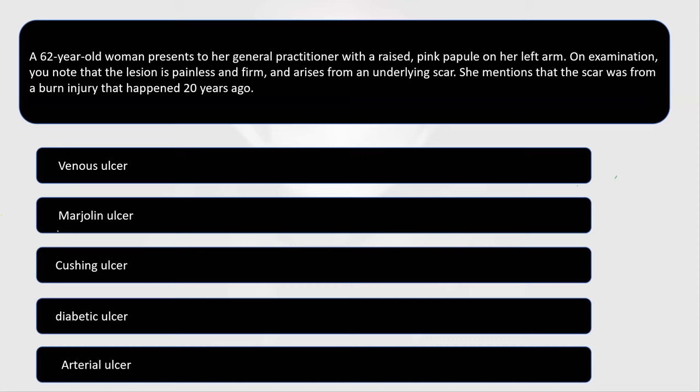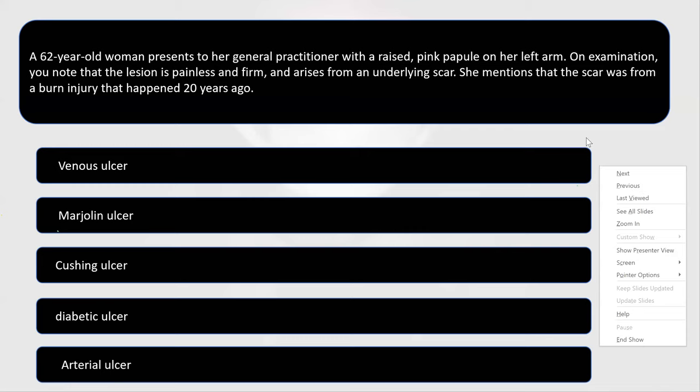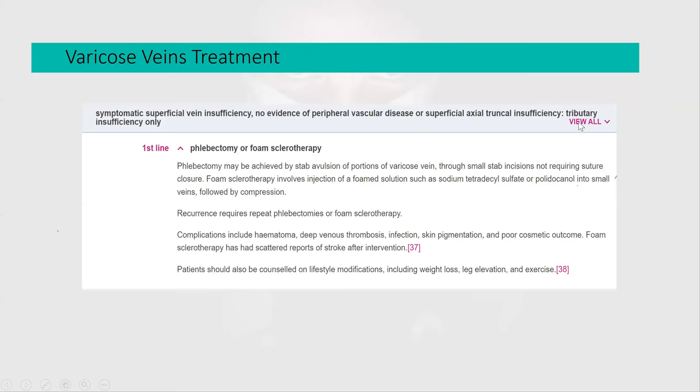Cushing ulcer is because of head injury. Because of the Cushing reflex, there will be hypertension and bradycardia, which will cause a Cushing ulcer in the stomach. Yes, it is a gastric ulcer because of associated raised intracranial pressure. Very nice. Okay. So this is squamous cell carcinoma, a Marjolin ulcer, because of chronicity, burn or venous.